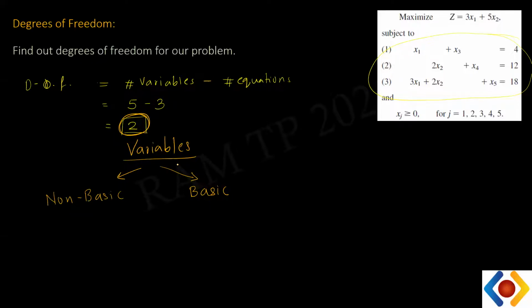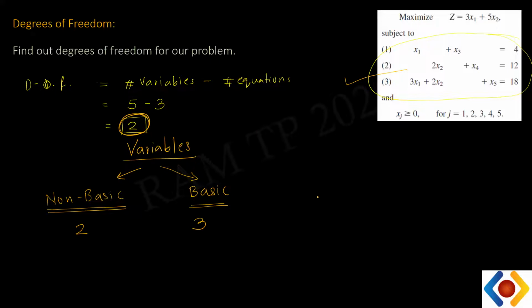We know that I have to assume the values for 2 variables. Those 2 variables for which we are assuming values, we call them non-basic variables. And how many variables will be remaining? 3 variables will be remaining. Those 3 variables we call basic variables. For those 3 basic variables, we will solve this system of equations and find out what the values are.